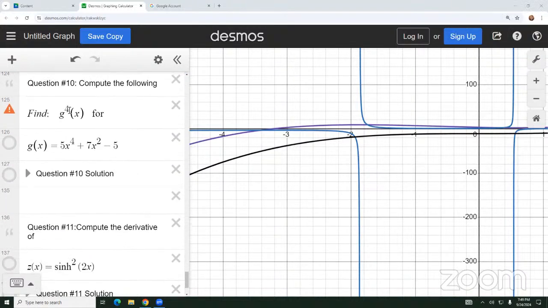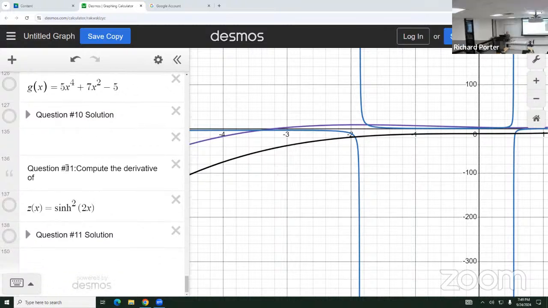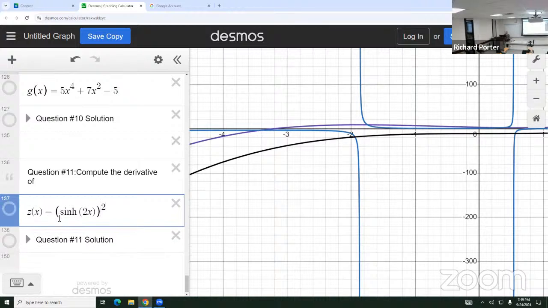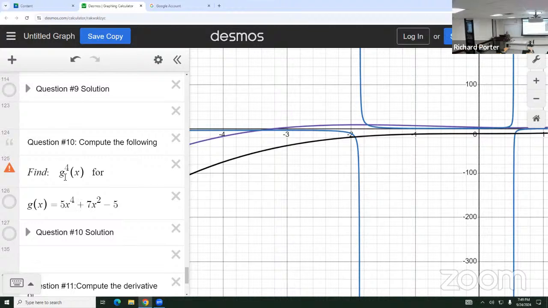Okay. 10 is a fourth derivative. 11 is a derivative. Remember, the only thing you have to remember about this one is that it's hyperbolic sine squared. So this is just a chain rule, but it has a hyperbolic sine in it. You bring the 2 down, and actually this chain rule is done twice. When you take the derivative of hyperbolic sine, you get hyperbolic cosine. All right. Fourth derivative we'll do next time.